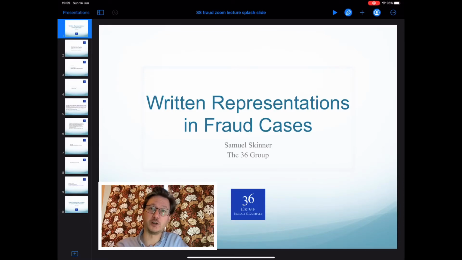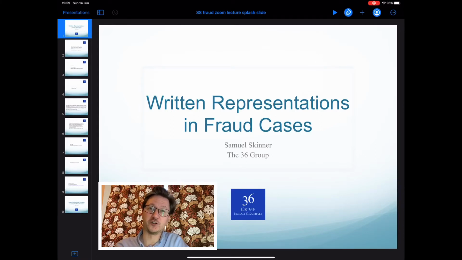I'm going to start by looking very briefly at the law that has to be applied by the CPS when deciding to discontinue a case, and then look at where we can find the guidance that the CPS will rely upon when making a decision about discontinuance.